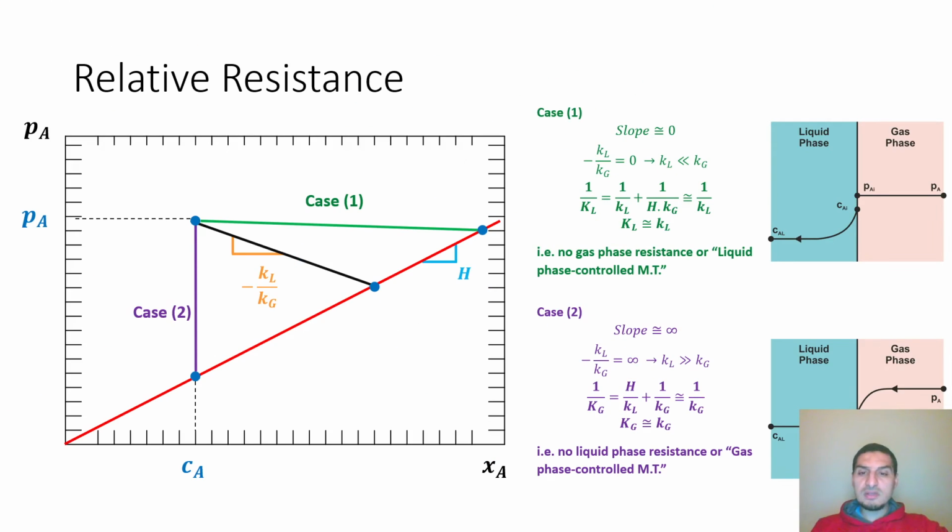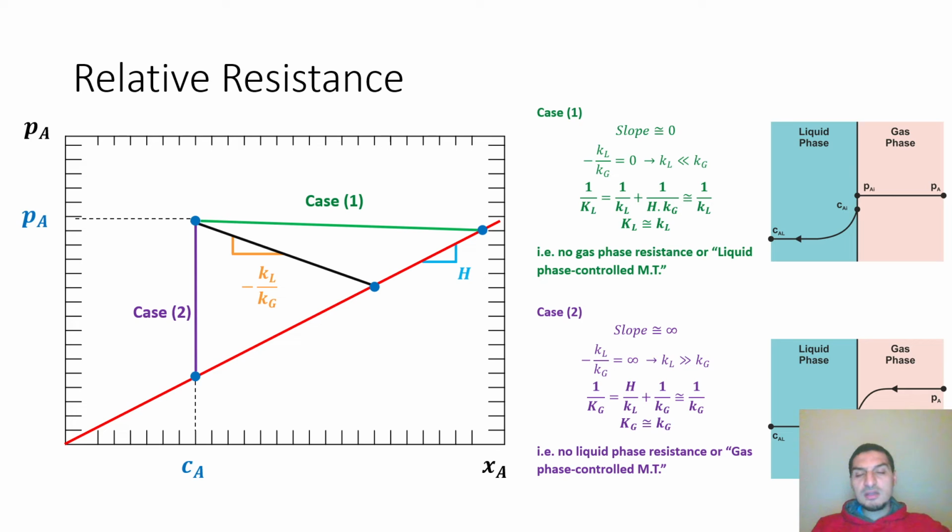So these are two extreme cases, and of course if you have a case which is closer to this, it means that if I have a slope that is closer to being vertical, then it has more gas phase resistance than liquid phase resistance. And if you have a line that is close to being horizontal, then you have more liquid phase resistance than gas phase resistance. So this is one nice thing to know.